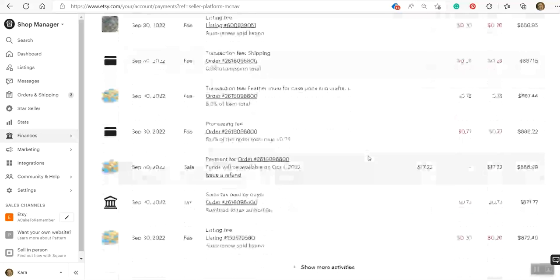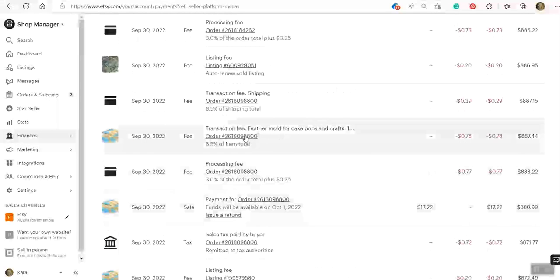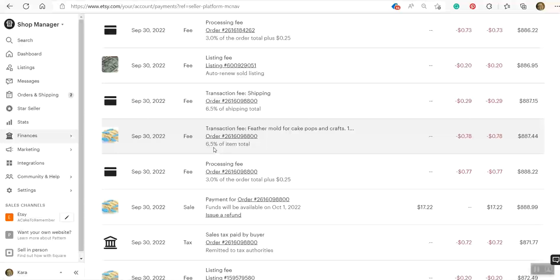But you're still going to get on each one a transaction fee, which is 6.5% of the item total. And if they paid for shipping, you're going to get a 6.5% shipping transaction fee. That's just so that people don't put a real low price on the item and then a real high price on shipping. It gets charged on both. So you're not going to get away with not paying a fee because you're not charging a lot for the shipping. So don't worry about that.